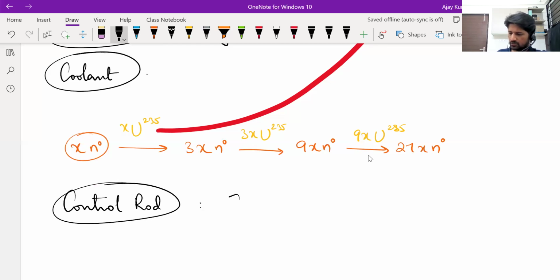Control rods are usually made of cadmium. Cadmium is a material which has a very high tendency of absorbing neutrons. So whenever you think the reaction is going too fast, or energy is getting produced very rapidly, control rods are introduced into the nuclear reactor. They will absorb the free neutrons. They will decrease the rate of reaction. They will decrease the number of nuclei participating in a reaction step by step. So the heat released can be brought under control.